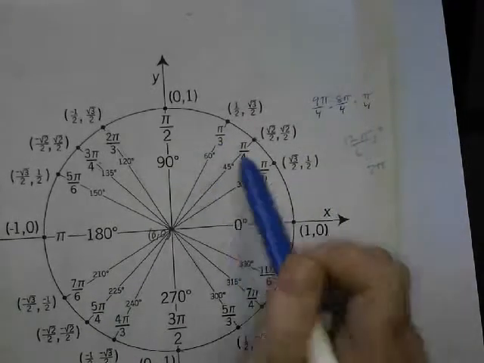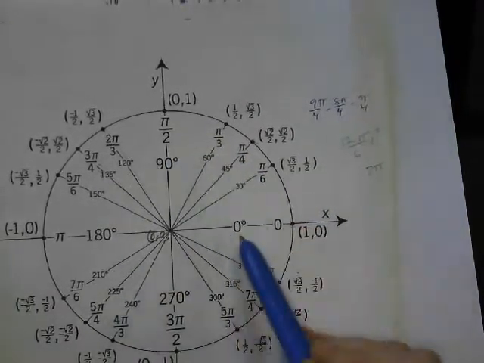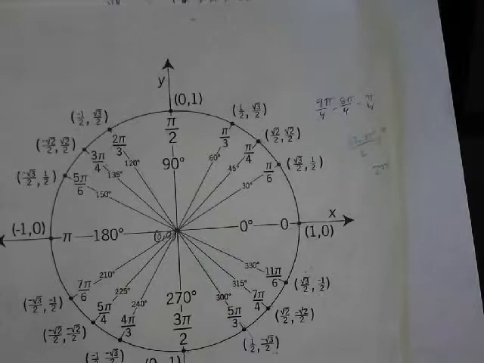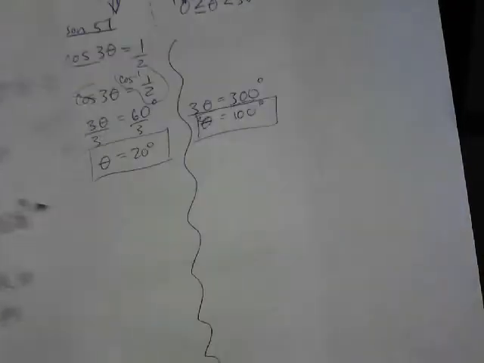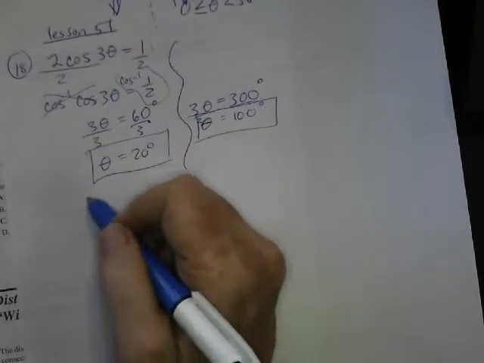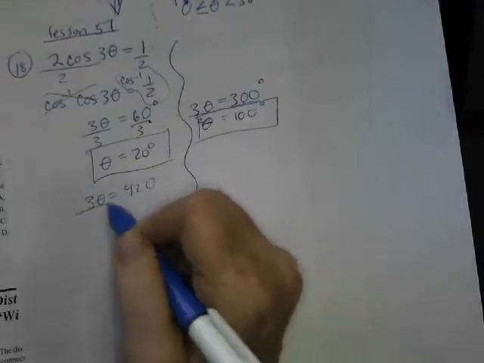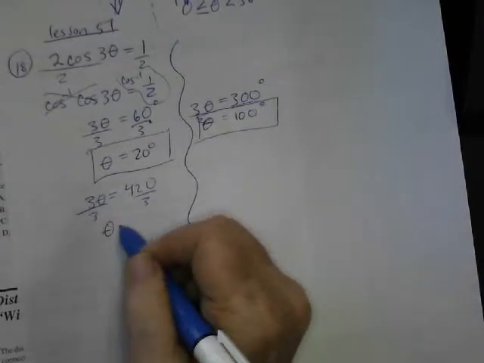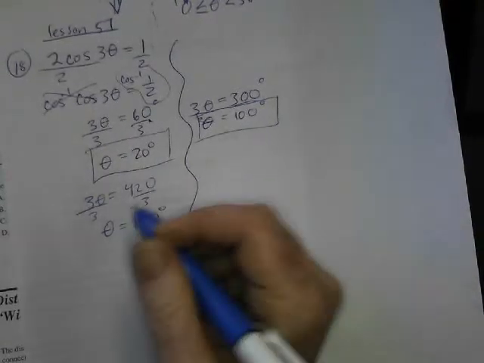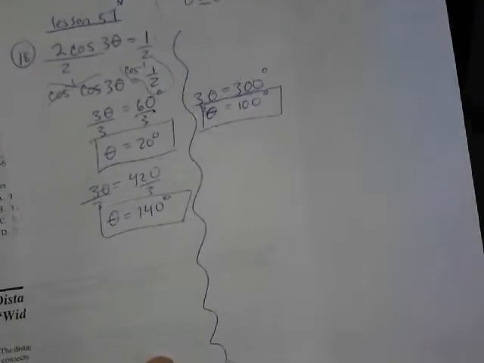But then I think I have room to go around again. So if I went around another time, that'd be 360 plus 60. What's 360 plus 60? That's 420. So by taking my 60 that I got right here and adding 360, that gives me 3 theta equals 420. Divide by 3, divide by 3. Theta equals 420 divided by 3. 140. Now I'm just going to keep working on this side until I can't go anymore.